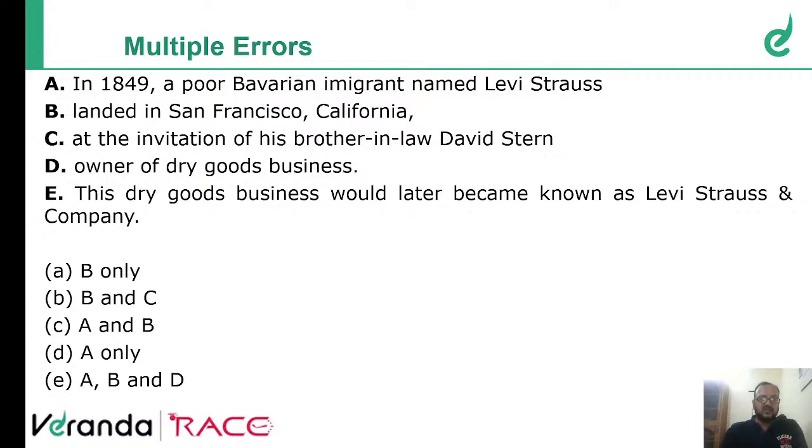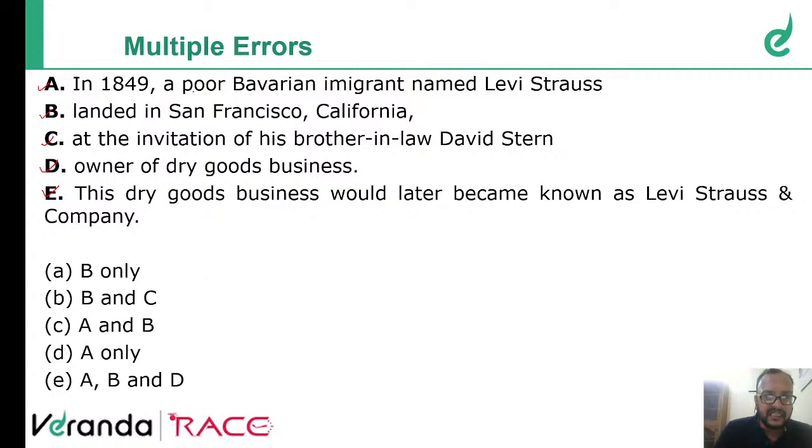Okay, let's start the session. So this is multiple error. Five sentences have been given: A, B, C, D and E. You have to find the parts which are correct, and remove the parts which are incorrect. The options are B only, B and C, A and B, A only, A, B and D. For example, B only means only B is correct, the rest are wrong. B and C means B and C are correct, the rest are wrong.